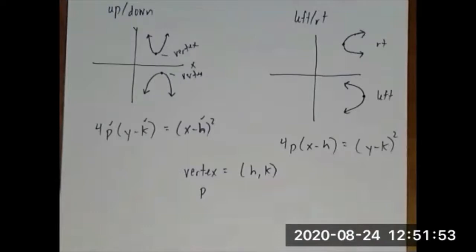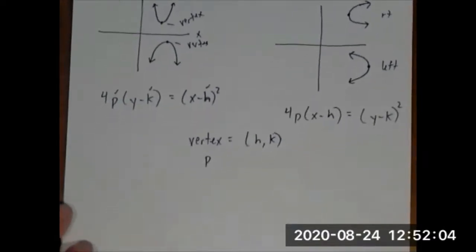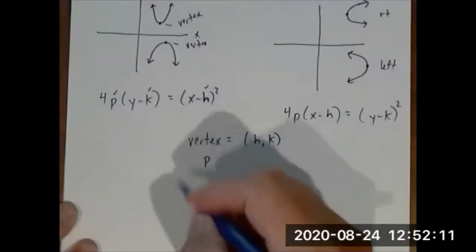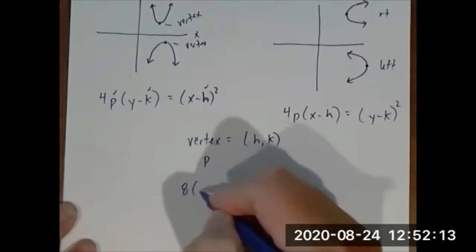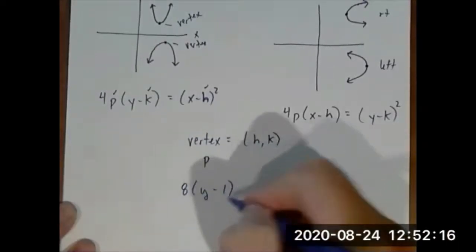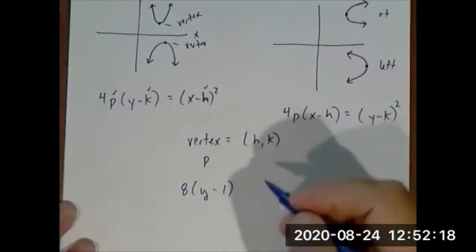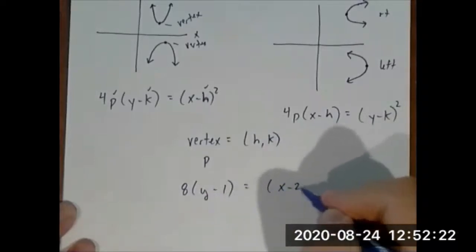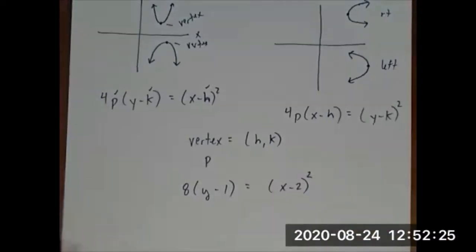So, as our first exercise and as a way to explain what all this stuff means, let me take an equation of a parabola, and then I'll tell you all the things we want to do with it. So here's an equation of a parabola: 8 times, in parentheses, y minus 1, equals x minus 2, in parentheses, squared.